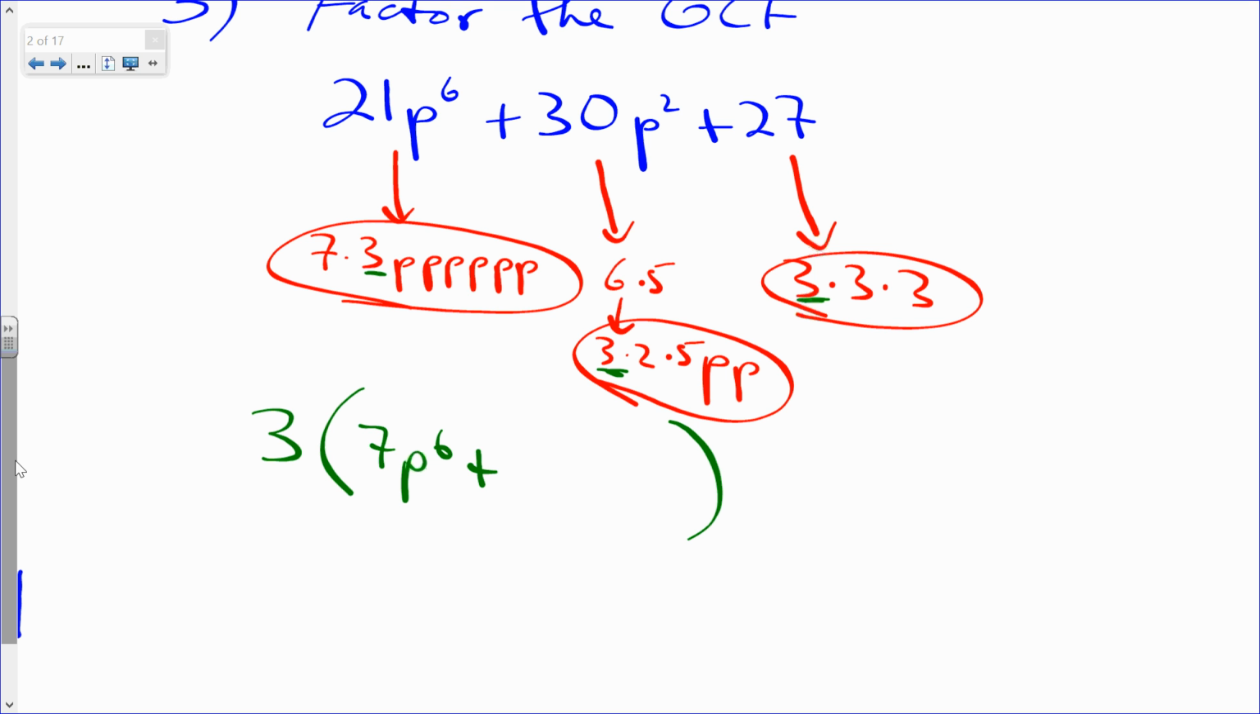Plus, okay, what didn't I underline here? 2 times 5 is 10p to the second. Plus 3 times 3 is 9. We're done. 3 times all this trinomial is going to give us the trinomial that we started off with. That's a greatest common factor, taking out a greatest common factor.